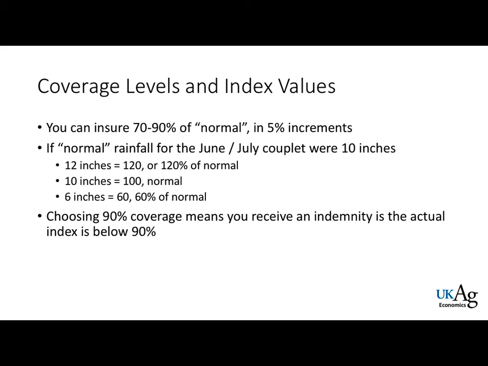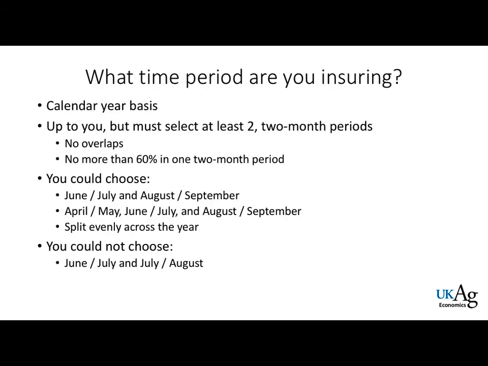You can insure as little as 70%, as much as 90% of normal rainfall. If you chose 90% coverage, for example, the maximum, you would get an indemnity if you got less than 90% of normal rainfall during that period of time. And you cover this in 2-month blocks. It's on a calendar year basis.